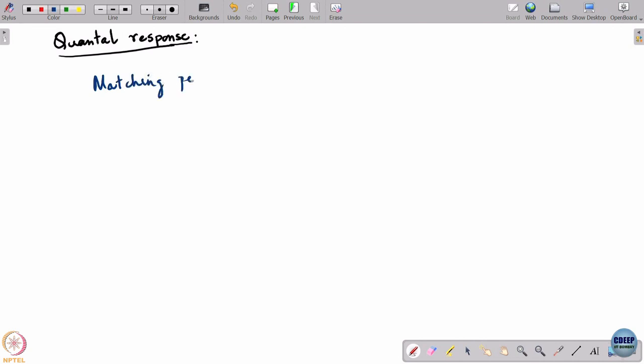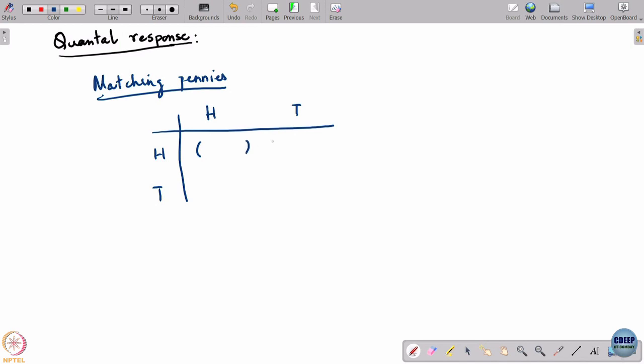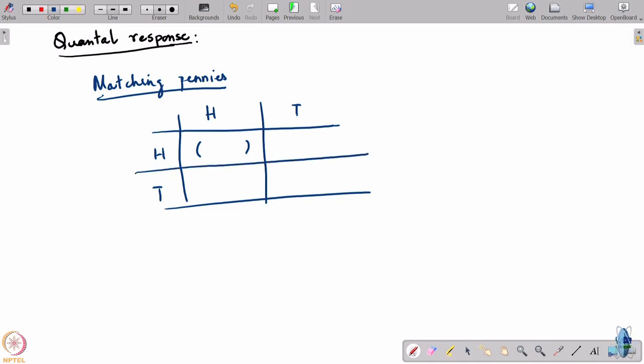So a very simple game. Two players have two coins. The coins have two sides, heads and tails. I'm writing this assuming players are maximizing. Each player has their own coin, and they have to decide whether they put the coin down with heads facing up or tails facing up.